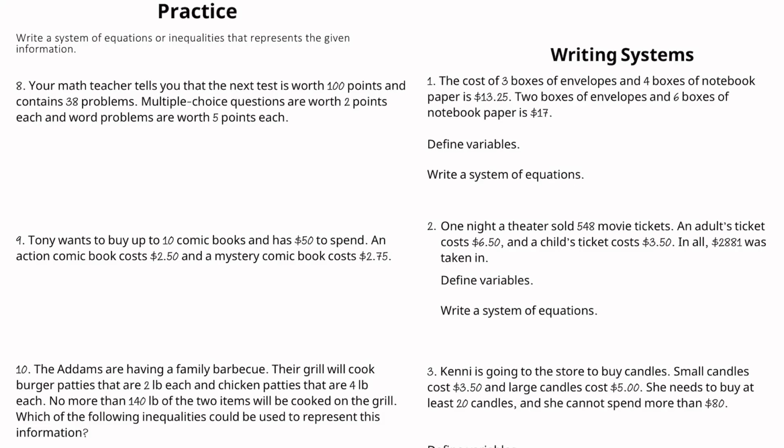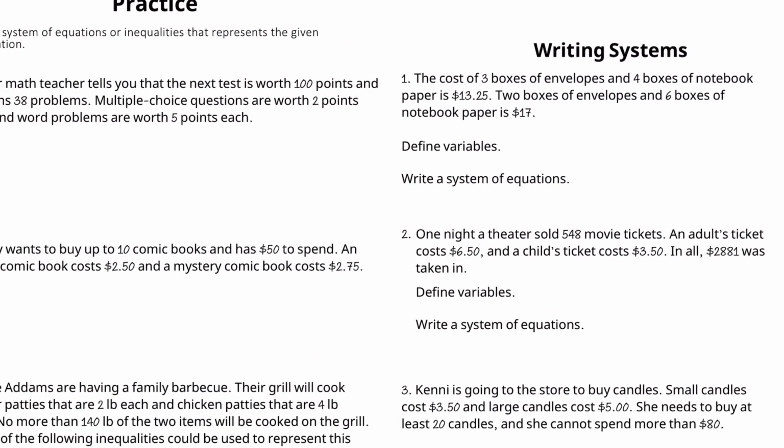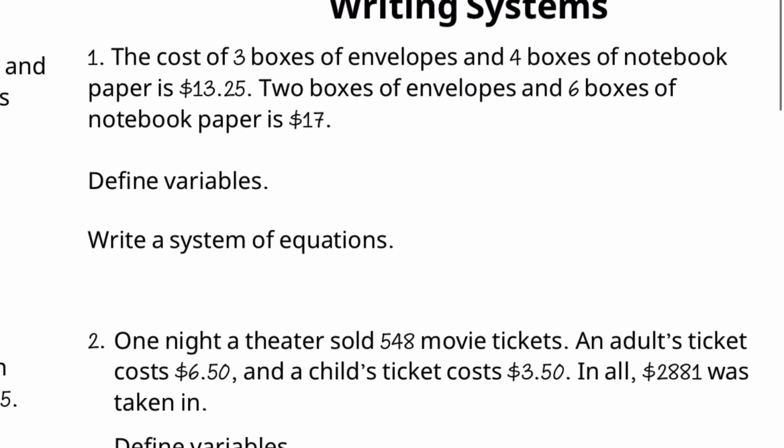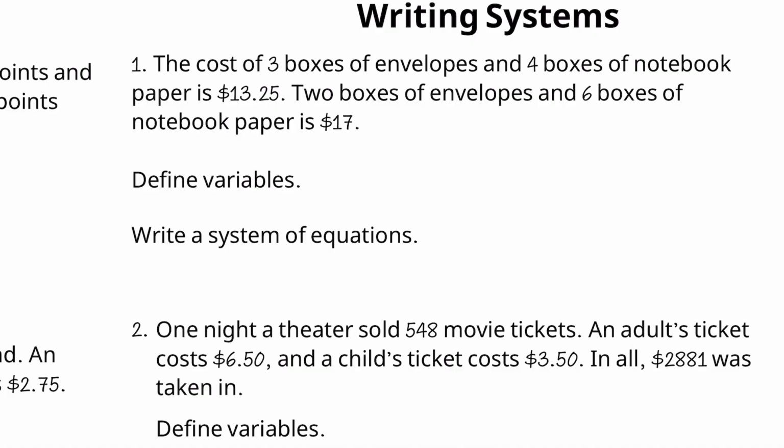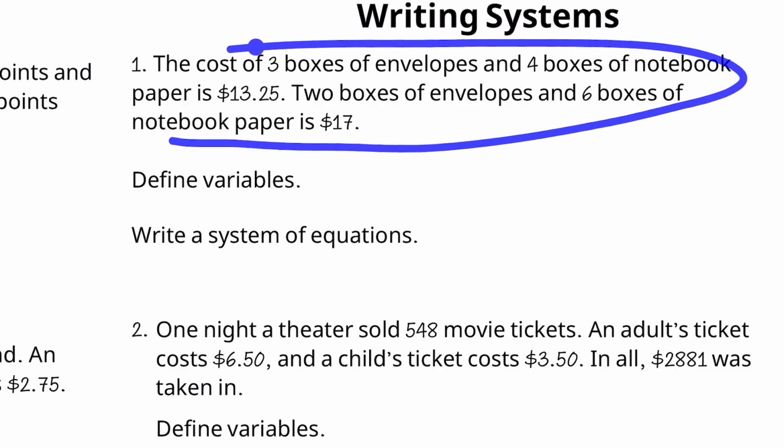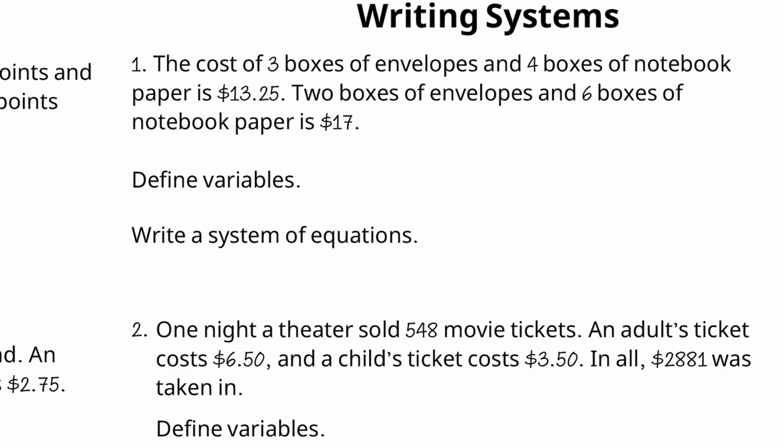So today we are going to be talking about writing systems of equations or inequalities. Let's get right into it. We have been talking about systems of equations, and that's when we have two or more equations. This scenario that's given to us is going to generate these two equations, and let's talk about how we can generate those. The cost of 3 boxes of envelopes and 4 boxes of notebook paper is about $13.25. 2 boxes of envelopes and 6 boxes of notebook paper is $17.